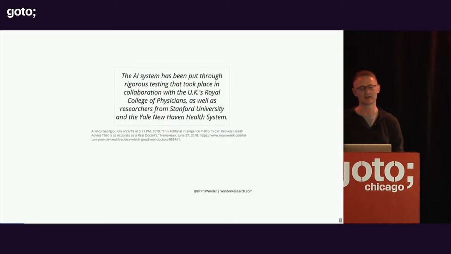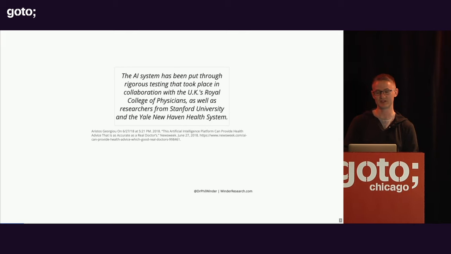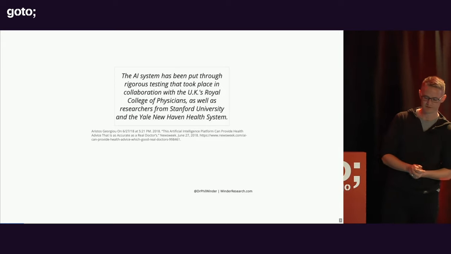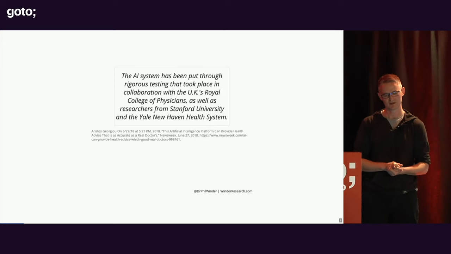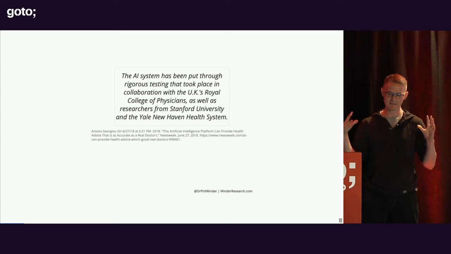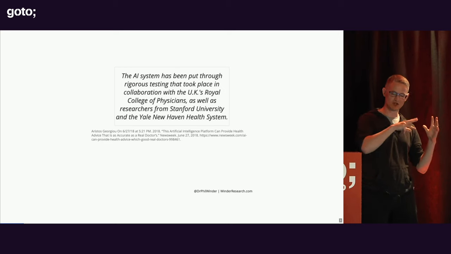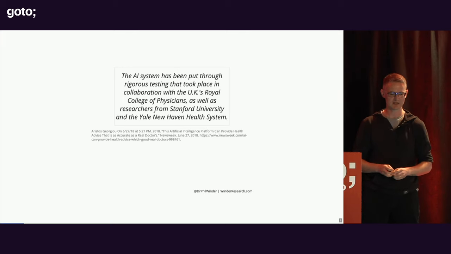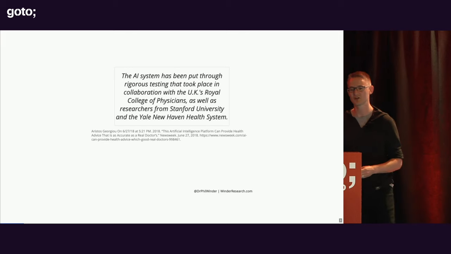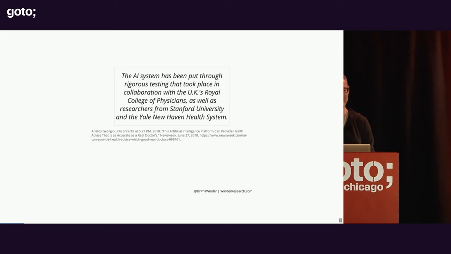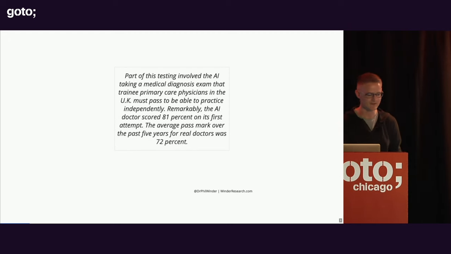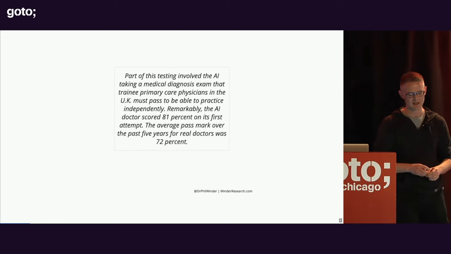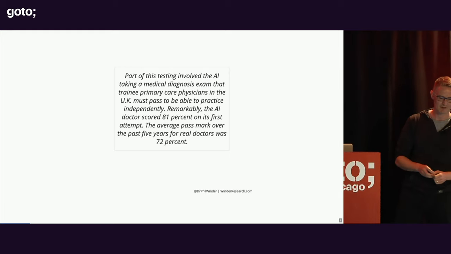And if you start reading the reports they published about a year ago, they're trying to market themselves as if they've done a really thorough job with the testing. So in collaboration with the UK's Royal College of Physicians, researchers from Stanford, Yale, New Haven, lots of buzzwords in terms of who they've worked with to prove that this works. Part of this testing involved an AI taking a medical diagnosis exam.